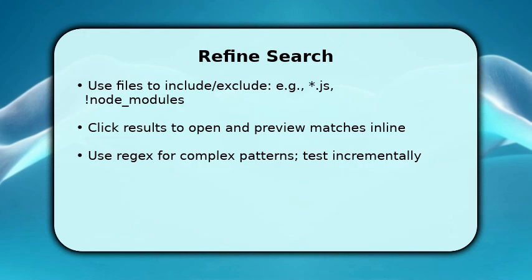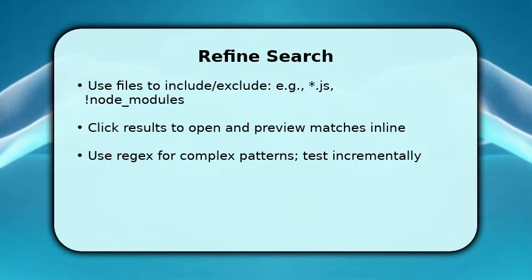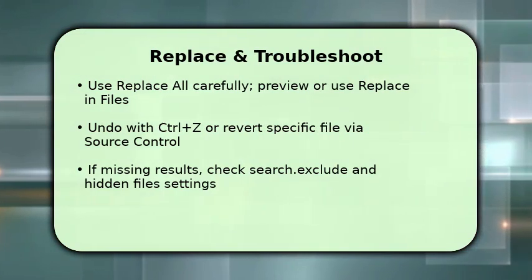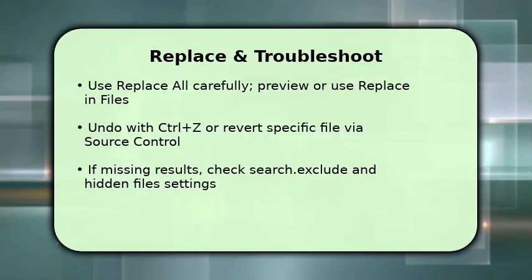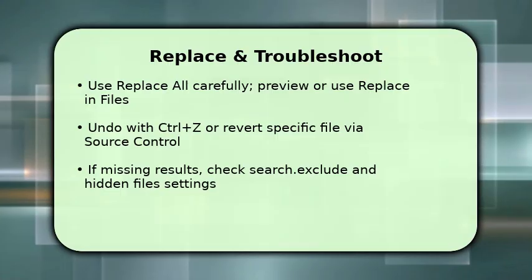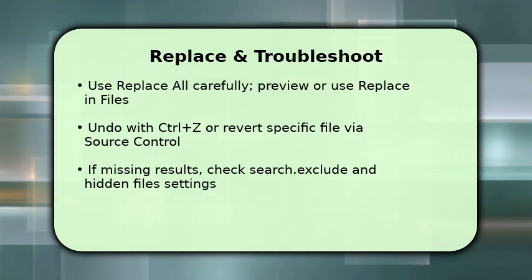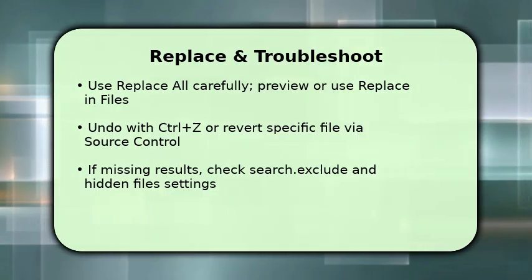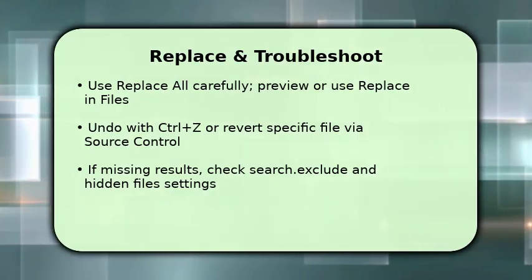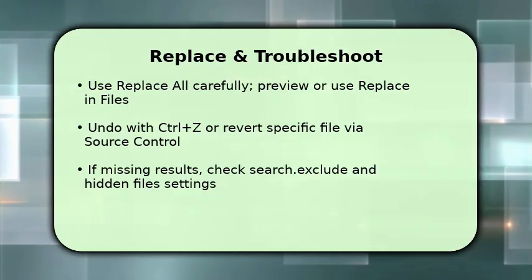Finish by performing replacements or applying changes across files. Use replace in files or hit replace all, but preview first to avoid sweeping mistakes. Once you commit edits, you can undo with Ctrl+Z per file or revert changes via source control if available. If your search returns nothing when you expect matches, make sure search.